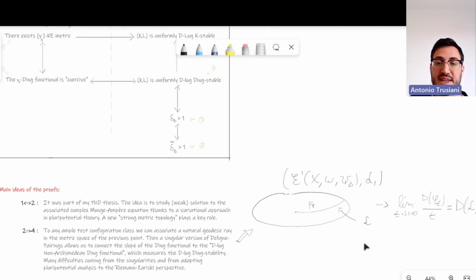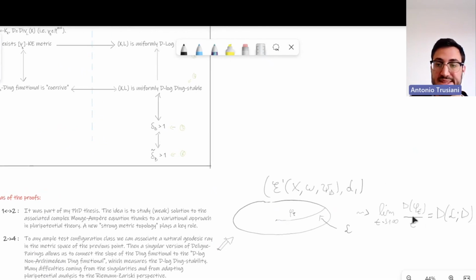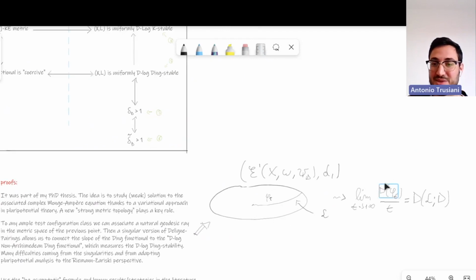And the point is that the slope of the Ding functional is D. The notation has too many Ds. Okay, the slope of this Ding functional along this geodesic recovers this quantity that is the quantity needed for testing the Ding stability. So as you can see, if it is coercive, then this slope is positive. It's positive in terms of the J functional that is related to this d1 distance. So you get the Ding stability.